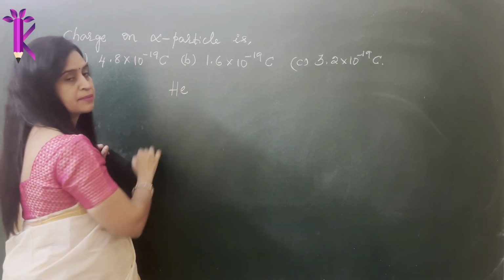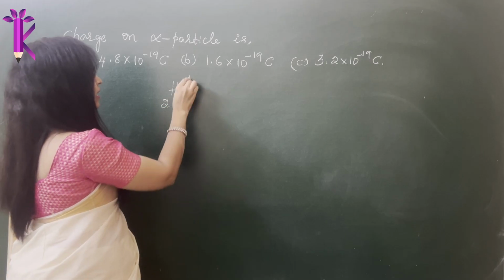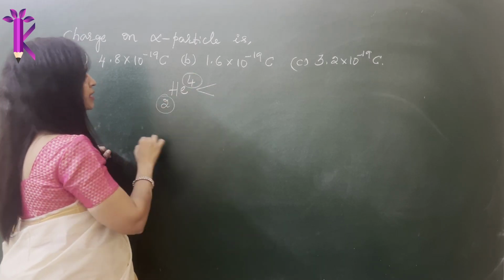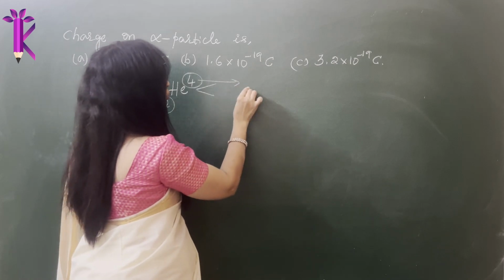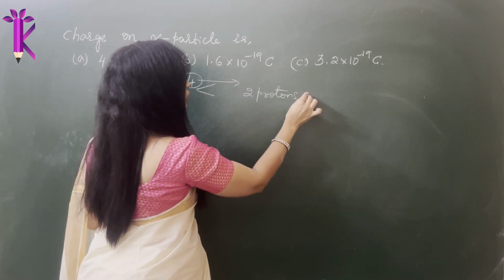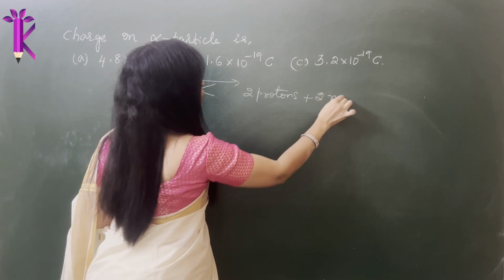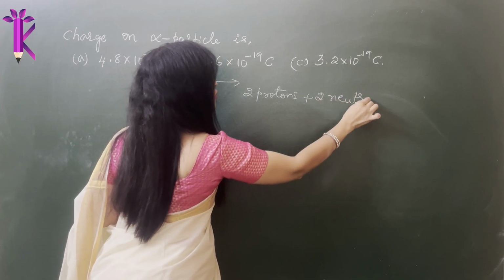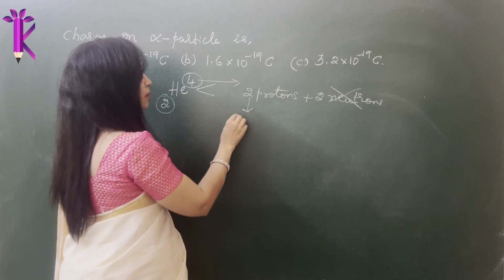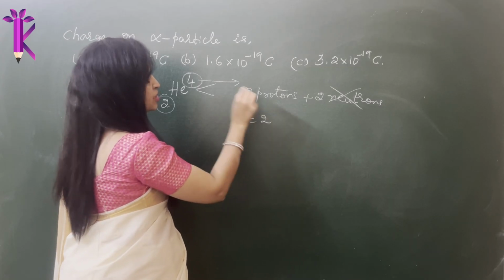Alpha particle is nothing but helium. Helium has He 2 4, so it has mass number 4 and atomic number 2, which means it has 2 protons and 2 neutrons. Neutrons do not have any charge, they are chargeless particles. So N is 2 positively charged particles.